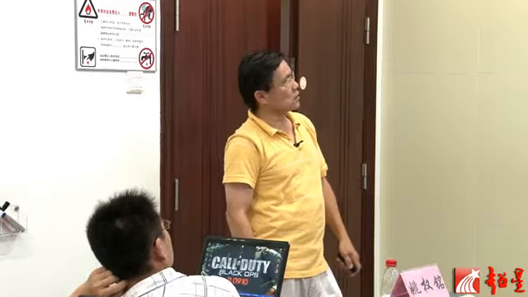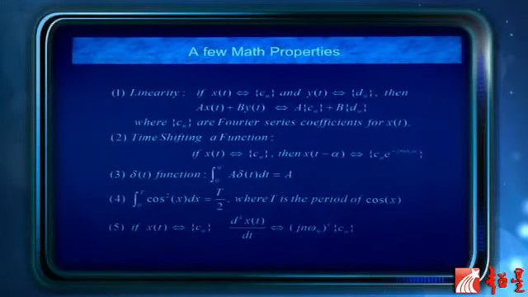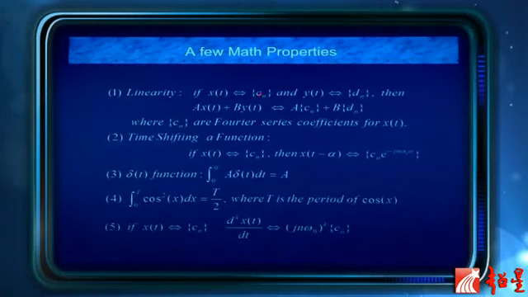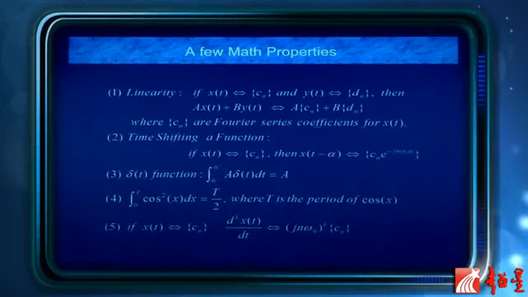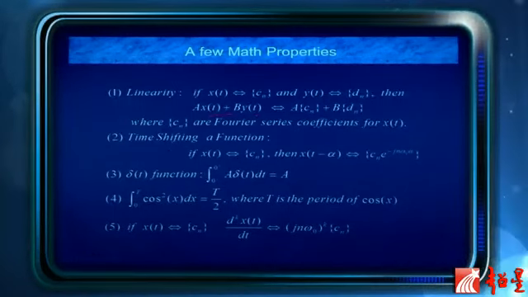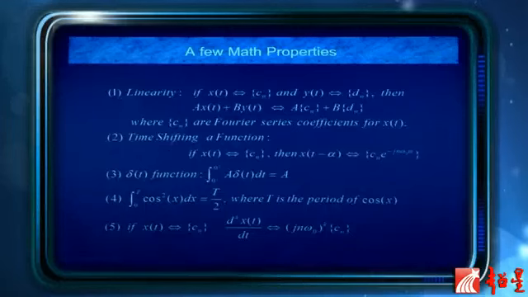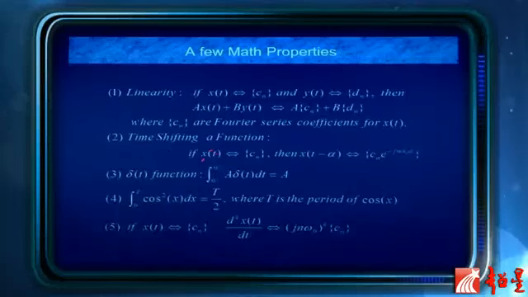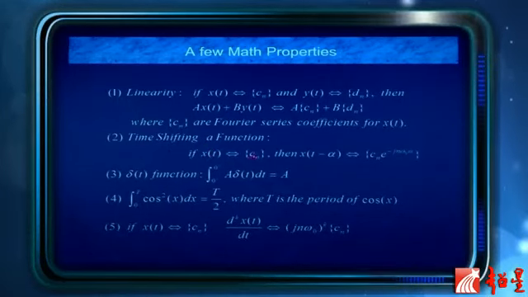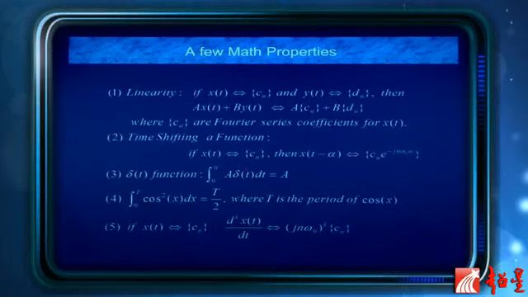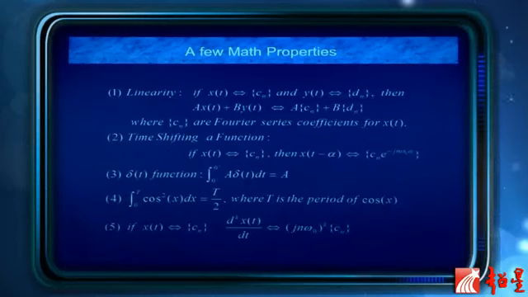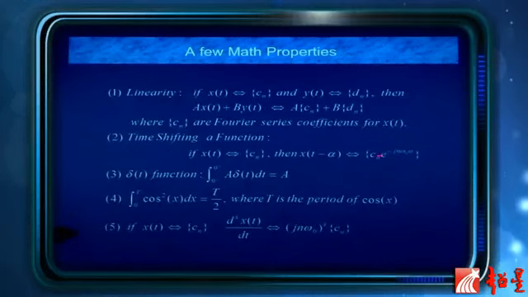And these are the properties of a Fourier transform. One is called linearity, where if the coefficient of x(t) is this and y(t) is that, then if you add them together, you basically add them in the frequency domain. And the second is time shifting. If this x(t) has this Fourier series expansion coefficient, if you shift in the time domain, you basically multiply by a phase in the frequency domain.